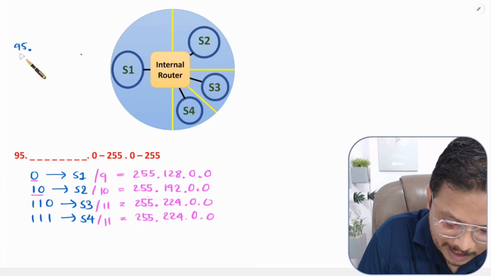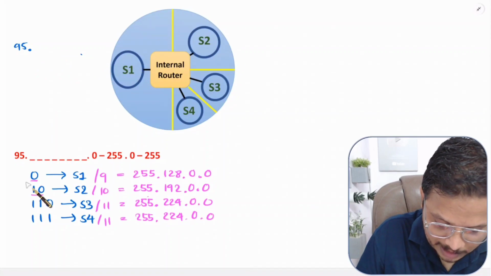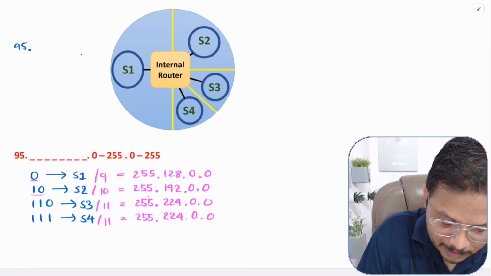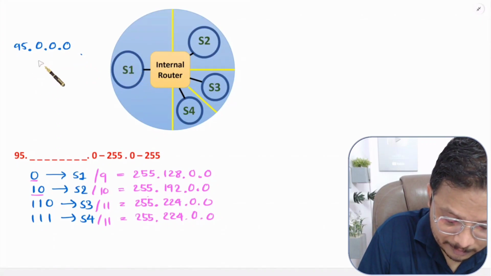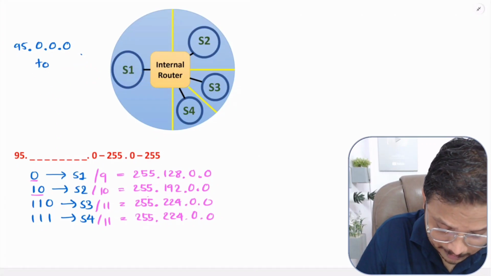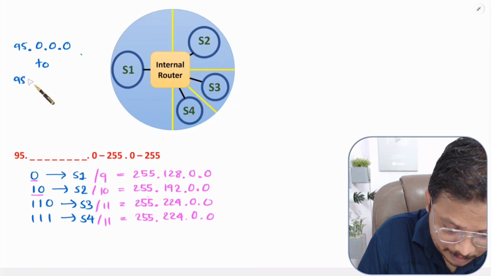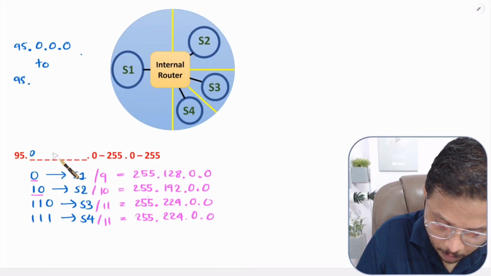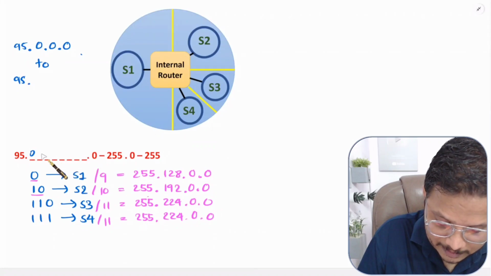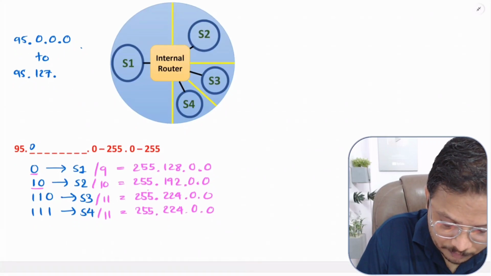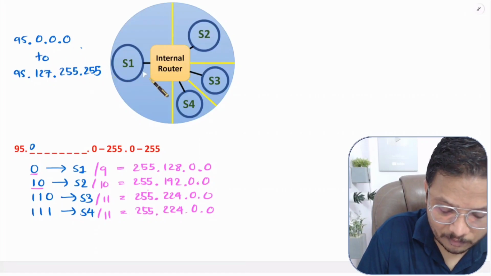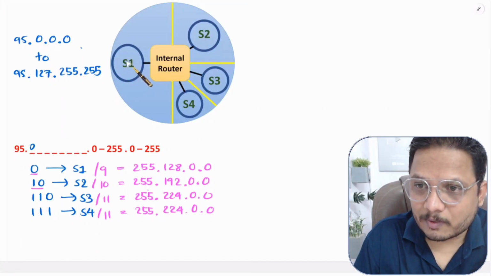Now what will be the lowest IP for S1? See, the first bit is 0 and then all zeros will be there. So 95.0.0.0, that will be the lowest IP for S1. And it will range up to the first network ID, that will be 95 only. Then this will be 0, then all ones will be there. So these 7 ones, that will be 127. Then all ones means 255.255. Right. So that is how the range of this subnetwork S1 will be there.